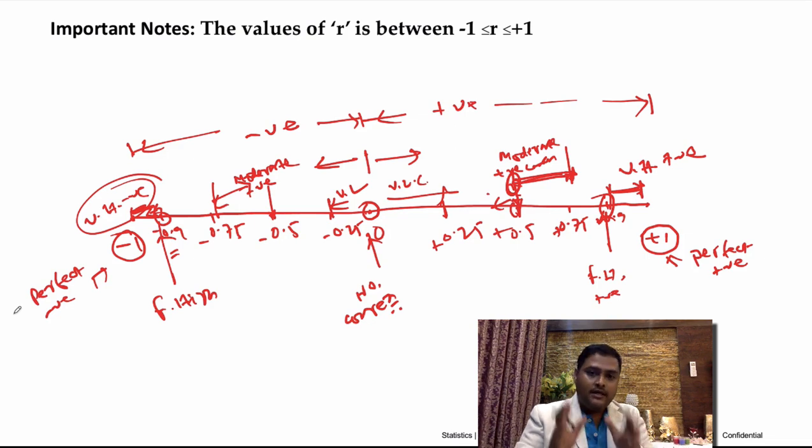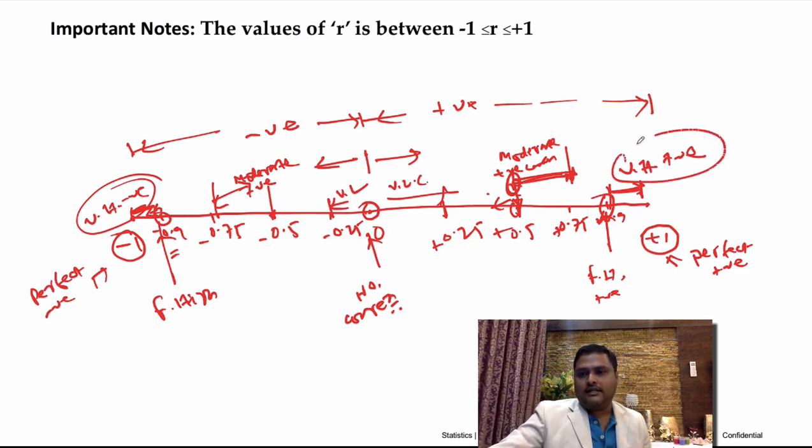Now here in this case, the important thing which I need to explain is that in a lot of research in PhDs and projects, we get the value between 0.9 to plus 1. So basically it is called very high positive correlation or very high negative correlation.